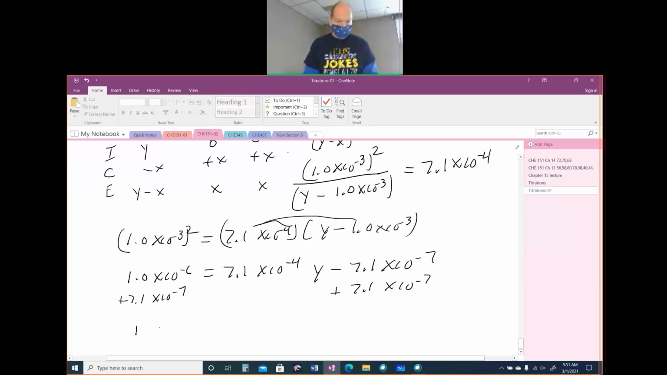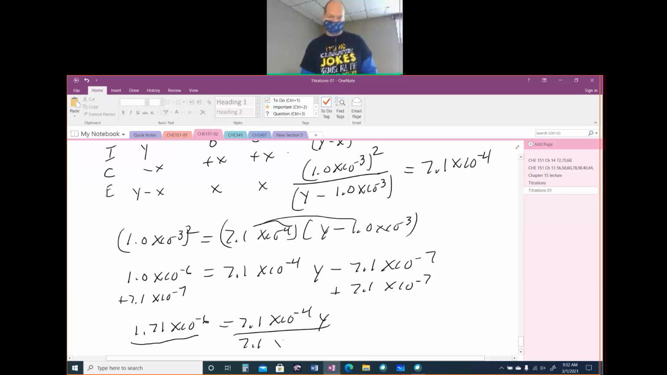And I get 1.71 times 10 to the minus 6, and that's equal to 7.1 times 10 to the minus 4 y. All right, so now I have my y on the right equal to a number. Then I have to get y all by itself. In order to get y all by itself, divide both sides by 7.1 times 10 to the minus 4, and that will give you the initial concentration.